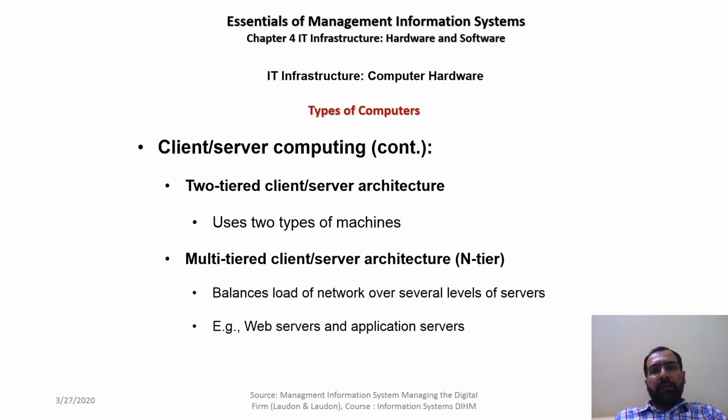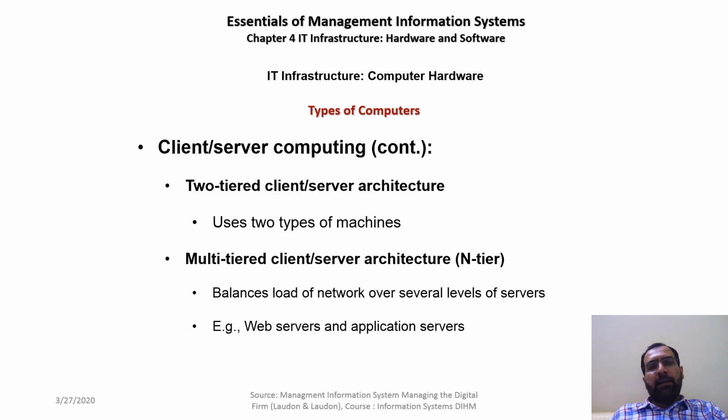The client server computing approach can be implemented using two-tiered as well as multi-tiered client server architecture. In a two-tiered architecture, we have two machines or two layers only. One is the client side, and the other is the server side. The client has a request, and the server fulfills that request. The client may have a query and the server may respond to the query.